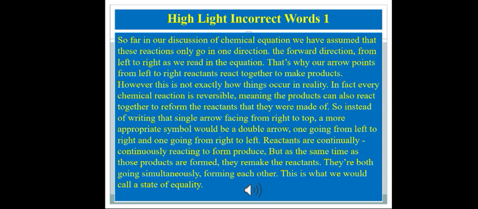In fact, practically every chemical reaction is reversible, meaning the products can also react together to reform the reactants they were made of. So instead of writing that single arrow facing from left to right, a more appropriate symbol would be a double arrow, one going from left to right and one going from right to left. Reactants are continuously reacting to form products, but at the same time, as those products are formed, they remake the reactants. They're both going simultaneously, forming each other. This is what we would call a state of equilibrium.